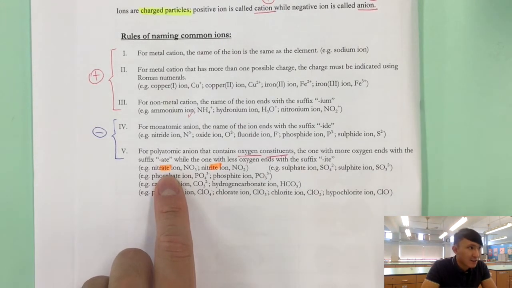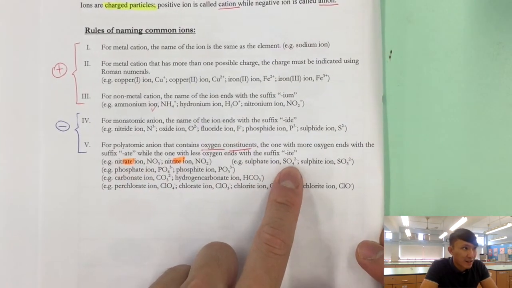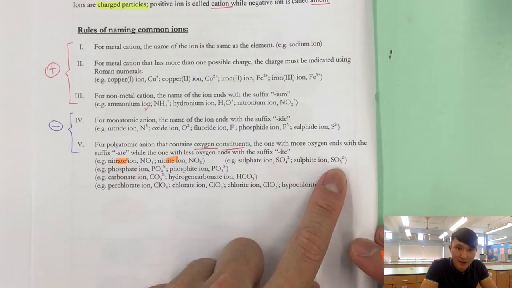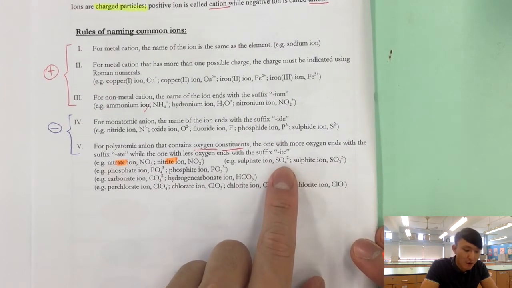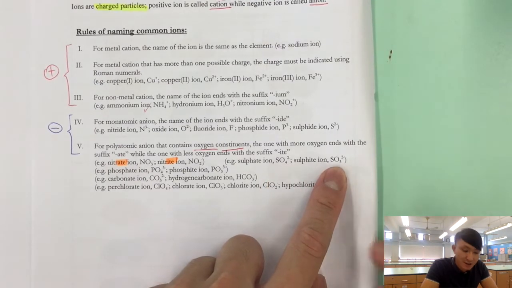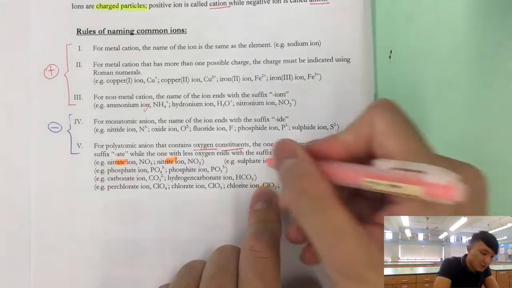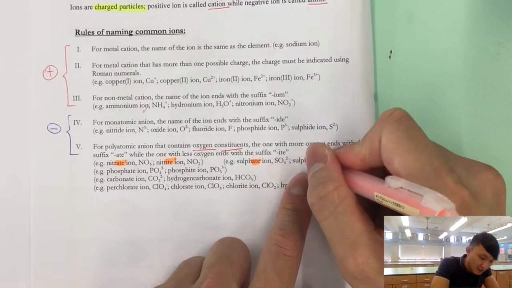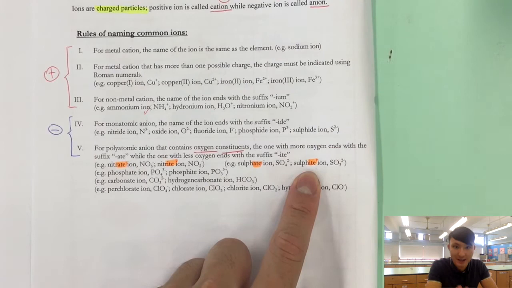Okay, let's look at another example like sulfate. Again, SO4 2 minus versus SO3 2 minus. 4 is more than 3, right? So the one with 4 oxygen, ATE. The one with fewer oxygen, ITE. Okay, can you see the pattern?